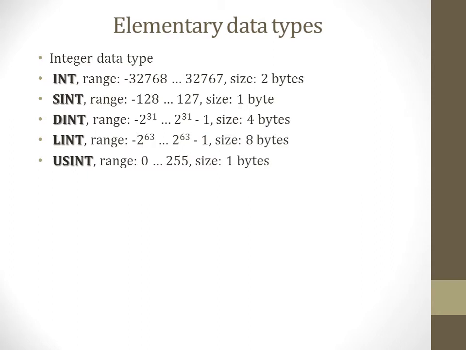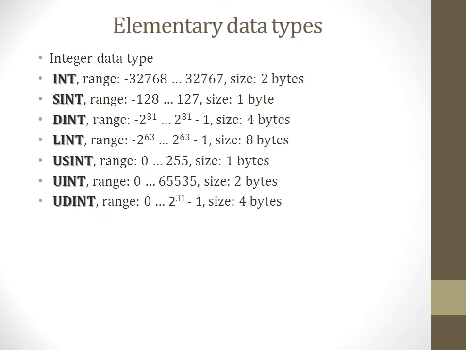Also we can use unsigned short int. As we see from the picture, the range of this data type is 0 to 255, and the size of this data type is 1 byte. Next, unsigned int. According to the standard, we have the range and size of this data type. Next, unsigned double int, and next, unsigned long int.